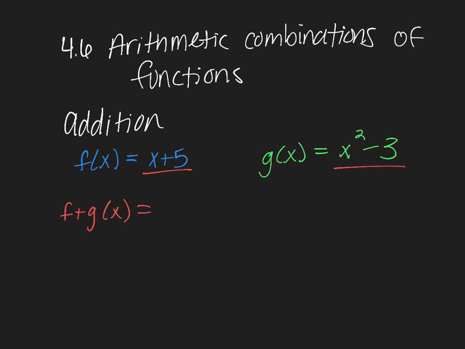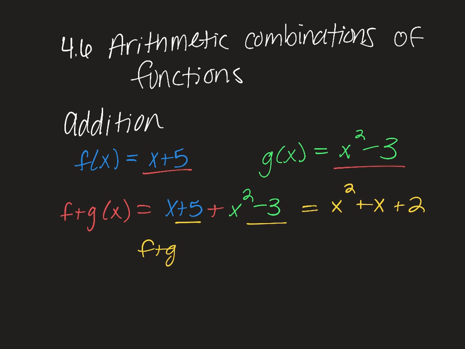So we have x plus 5. Actually, let me write that in blue. And then plus x squared minus 3. The only like terms we have here are 5 and negative 3. Let's still write it in descending order of exponents. So we have x squared plus x, and then 5 plus negative 3 gives us a plus 2. That would be your answer for f plus g of x. So when you're doing addition, you are just combining like terms, just like we did back at the very beginning of the year.